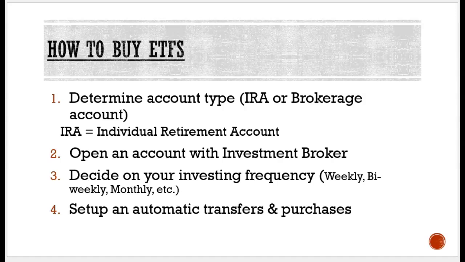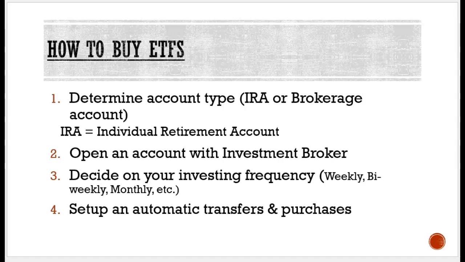And then from there, number 3, focus on how frequently you are going to make your investments. We usually tell people, if possible, do it at the same pace which you get paid. But if you can't, at least do it monthly. And then from there, set it up to be automatic transfers in and automatic purchases on what you want to invest in.